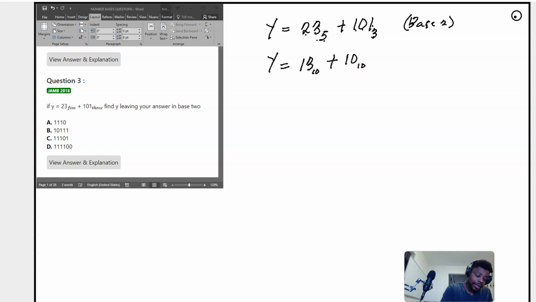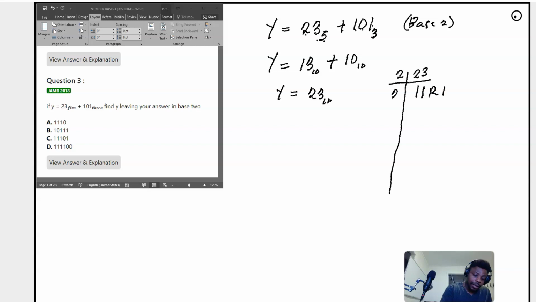So that is 10 in base 10. So 13 plus 10, that is 23 in base 10. But they want us to leave our answer in base 2. So that is successive division. So 23 divided by 2. Okay? This is 11. That is 22.